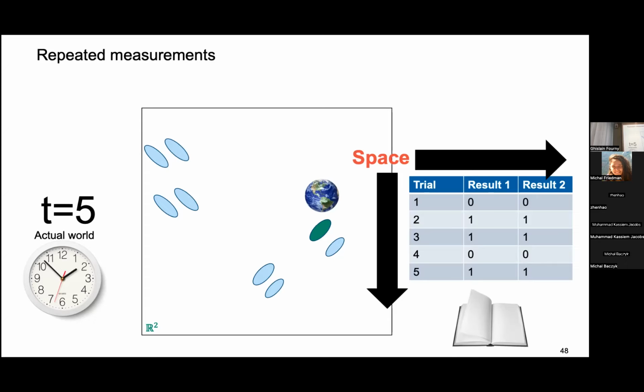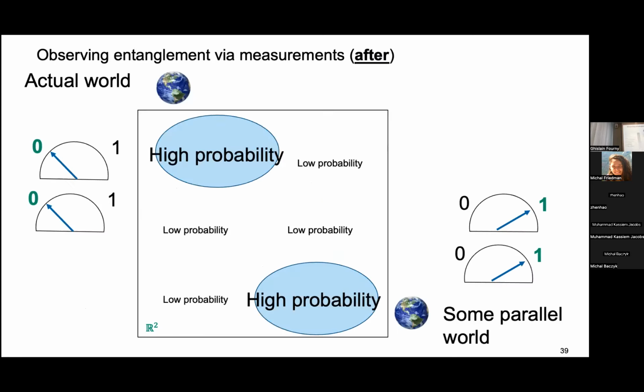Yes? I just have a simple question. What is the cardinality of this space? That's not on the screen, right? Oh, that's what it's here.